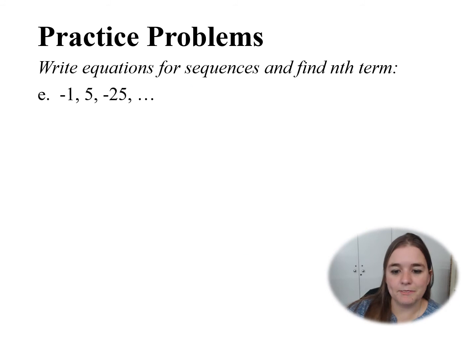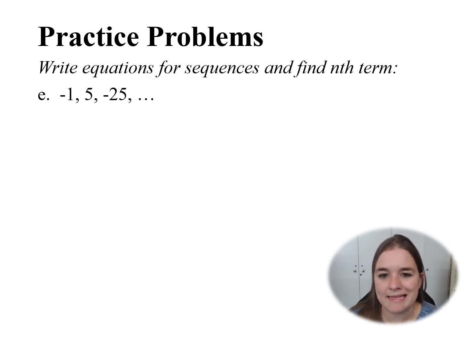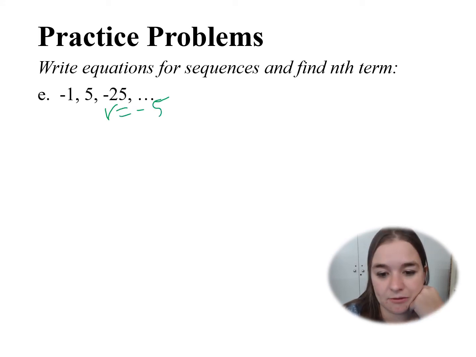One last practice problem today, and I want to both write the sequence and find the nth term. So we're going to come up with some example ones to see. Well, if I go from -1 to 5, that's either multiplied by -5 or plus 6. If I check between 5 and -25, well, that's also multiplied by -5. So in this one here, I know that my common ratio is -5. So I have a geometric sequence.